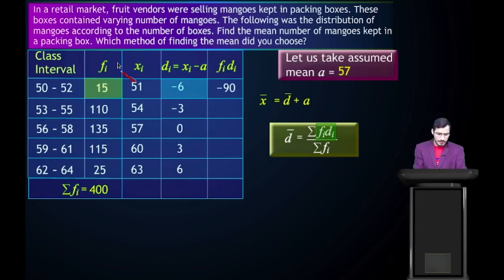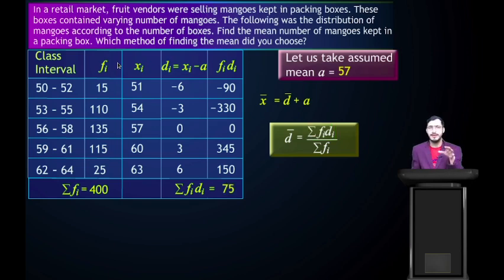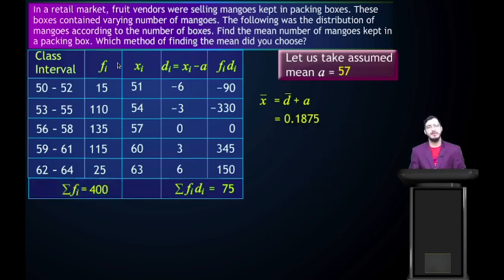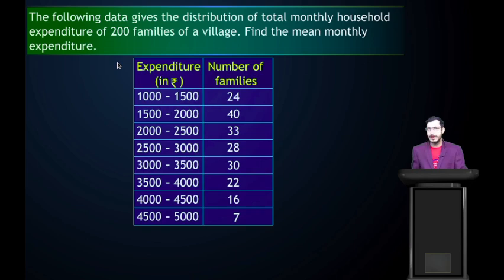Then yes, fi di, that means multiplication of f and d. So you can see here the column of f and d. Now we are adding fi di, so we get 75. So 75 and sigma fi is equal to 400, so 75 divided by 400, we get 0.1875. Then x bar is equal to d bar plus a, and a is 57 here, so we can add and find the answer here.